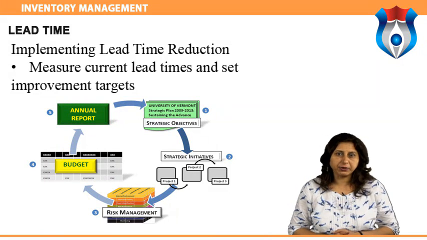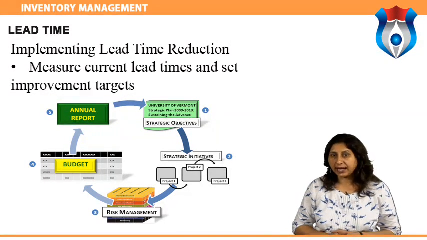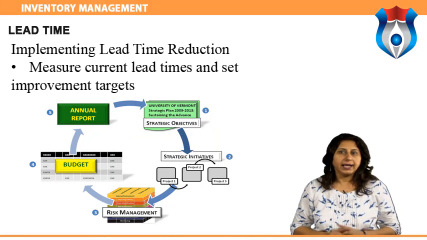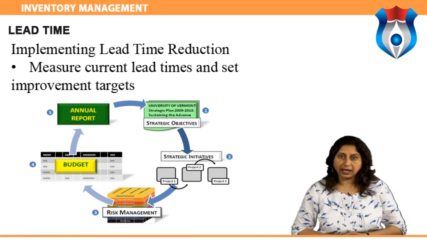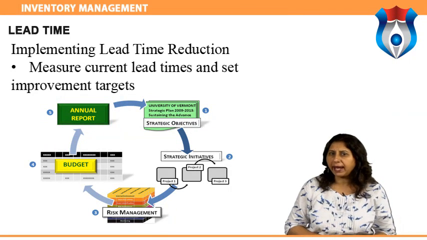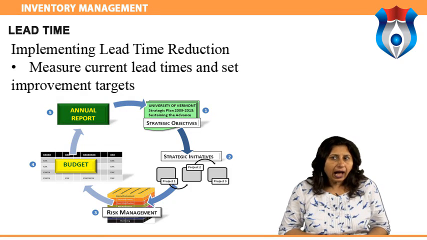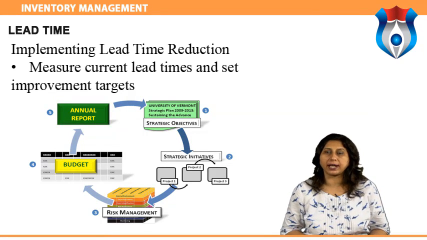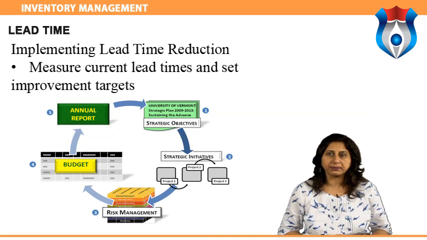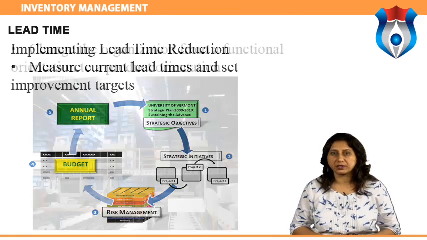Implementing lead time reduction. Measure current lead times and set improvement targets. Lead times, as important as they are, are not measured in most organizations. People may have a sense as to the planning horizon, but cannot say how long it took for individual products to cross the value stream. Things that are not measured cannot be improved.